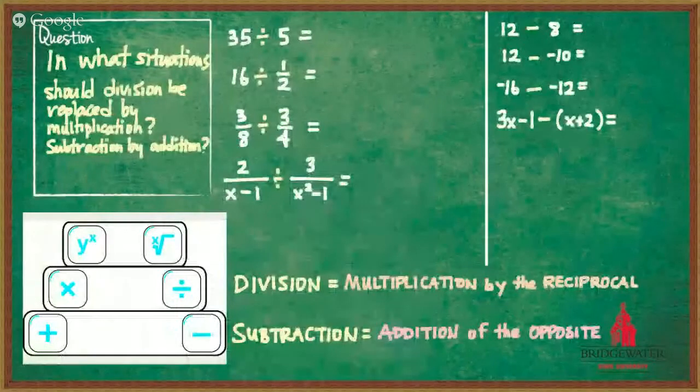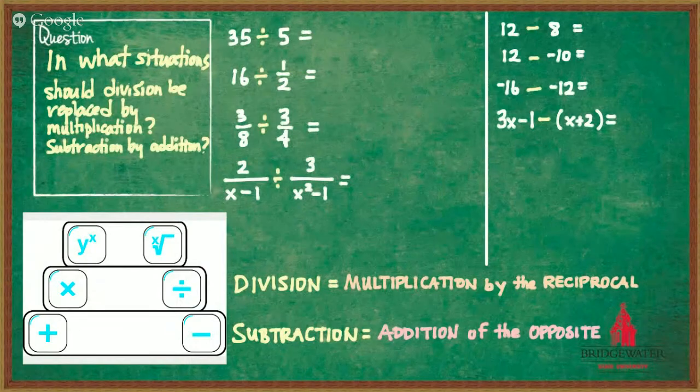In what situations should division be replaced by multiplication, or should subtraction be replaced by addition? I have a couple of examples over here on the right-hand side, most of which are drawn from arithmetic, but some of them are drawn from algebra as well. Hopefully we'll use these examples to see when, and hopefully why, it's a good idea to make such replacements.